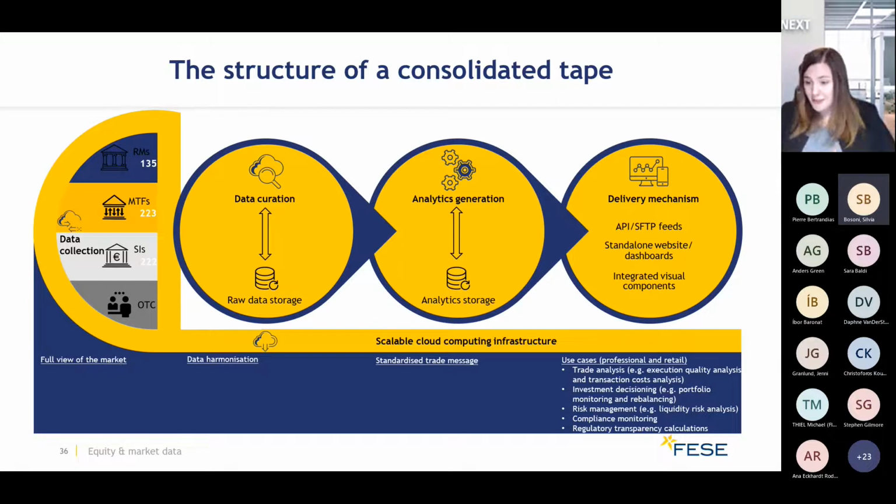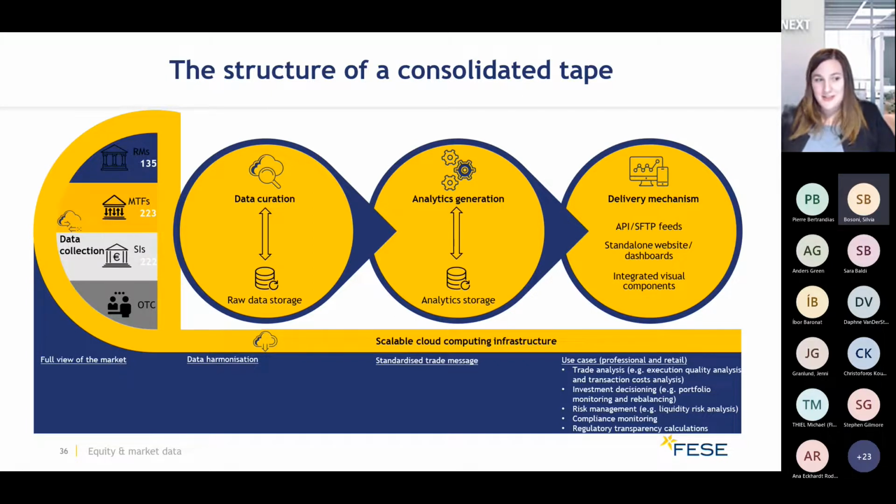Then the second challenge for a consolidated tape is data harmonization. This is something you will also read back in the proposals of the European Commission. Data harmonization is really about how you are going to make sure that all the data from all those different sources can be interpreted in the same way by the person who will receive it in the end, the market data user. So you have to harmonize the data from different sources. And that requires high quality data, because if the quality is bad, it's more difficult to harmonize it.